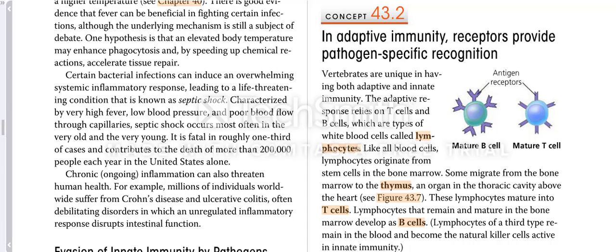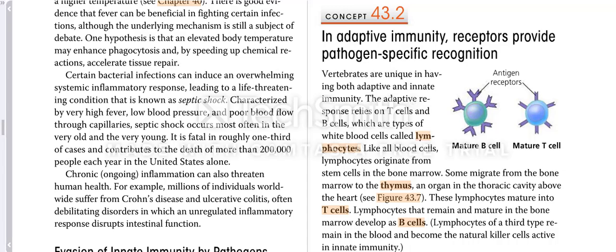I'd like to start by introducing everyone to the new section. So in the second part of this chapter we'll be talking about adaptive immunity instead of innate immunity, and the ways that receptors in adaptive immunity can provide pathogen-specific recognition.